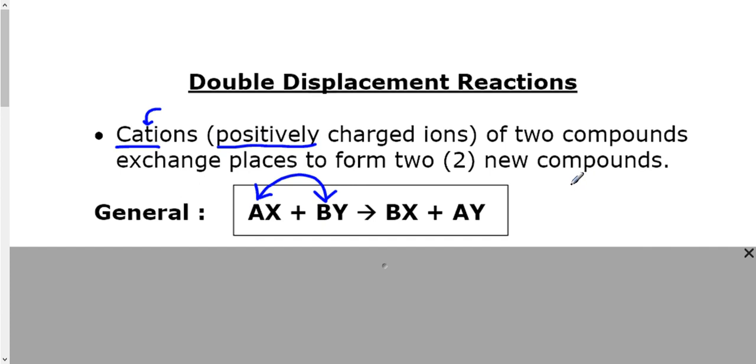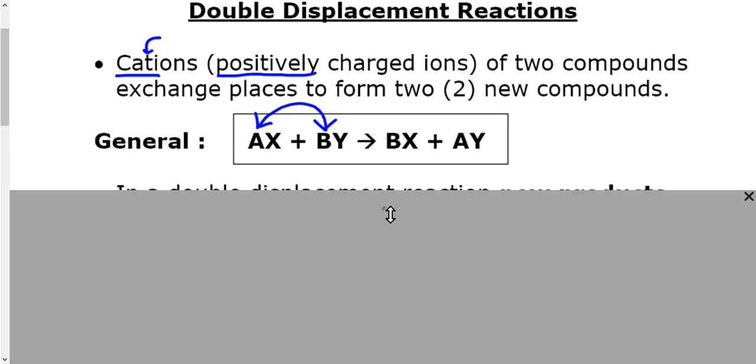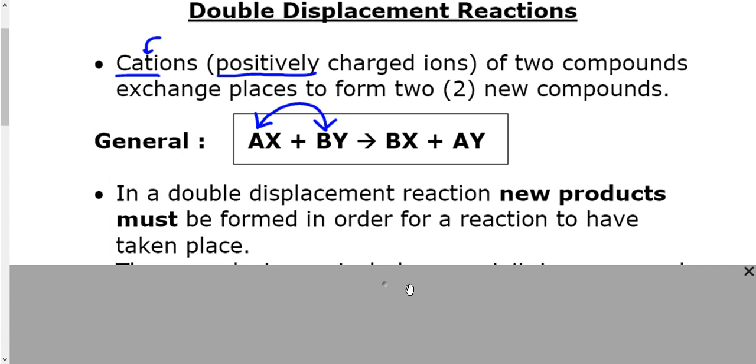So when does this happen? It doesn't happen all the time, but what you're looking for is some kind of new product to be produced. You have to have a new product being formed for the reaction to take place. If you don't get a new product, that just means no reaction. Similar to single displacement reactions, no reaction can apply here as well. We'll take a look at that in a minute.